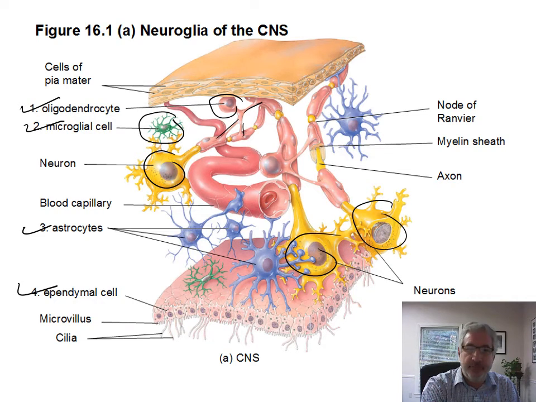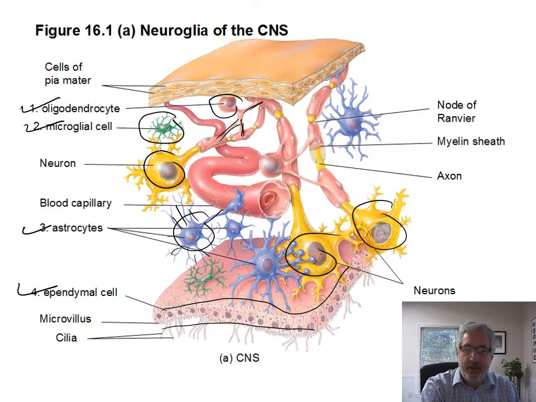Astrocytes, they're reaching out, touching like absolutely everything. The oligodendrocytes are reaching out here, touching axons. And then the ependymal cells, which are lining the cavity. So there's cerebrospinal fluid down here. So this is all your different types of neuroglia in the central nervous system. You have oligodendrocytes, microglial cells, astrocytes, and ependymal cells.